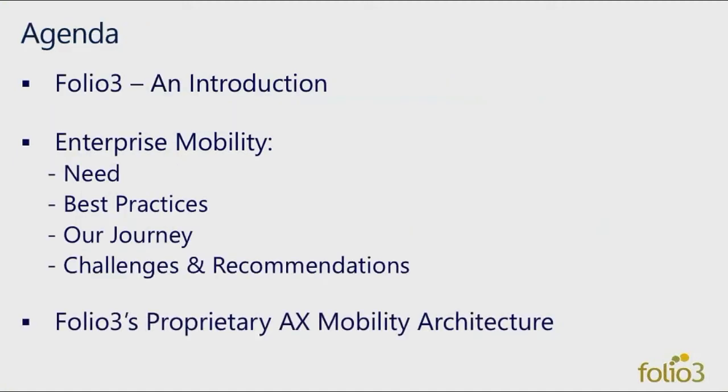The agenda: we'll start off with an introduction to Folio 3 and especially our Dynamics division. We'll move on to enterprise mobility, and we'll talk about 4 areas: the need for enterprise mobility, the best practices, our journey to date, challenges and recommendations, and finish up with the AX mobility architecture towards the end.